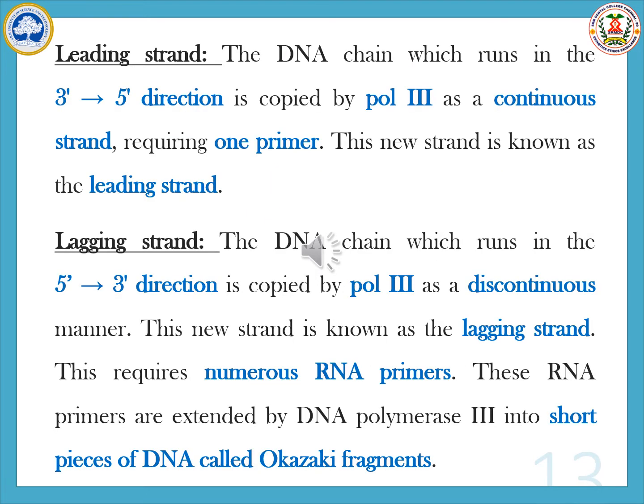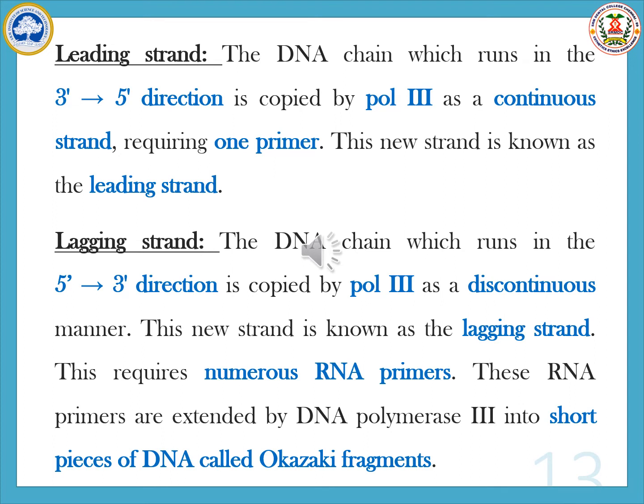Now we have come to the leading strand and the lagging strand. These two strands are synthesized during the elongation stage of the replication. So one of the strands of the DNA template produces the leading strand. The other DNA template produces the lagging strand. So in the leading strand, the DNA runs from 3' to 5' end, and it is copied by DNA polymerase 3 as a continuous strand. So the nucleotides will be added continuously to one primer to produce the leading strand.